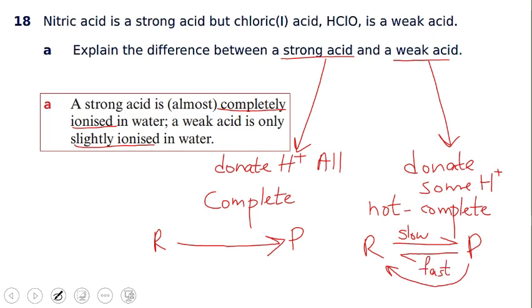So at the end we will have more reactants and less product in the case of the weak acid, because a weak acid slightly dissociates and also comes back, so the backward reaction will also happen fast. A weak acid will have more reactant as compared to product. But in the case of a strong acid, we have more products, because all the reactants will change into product and no backward reaction is possible. So these are some of the differences between the strong acid and weak acid.